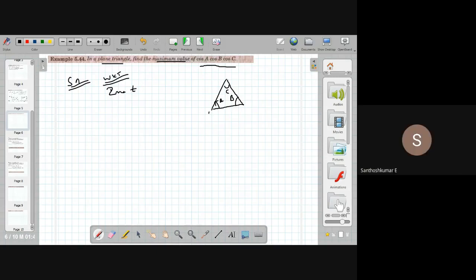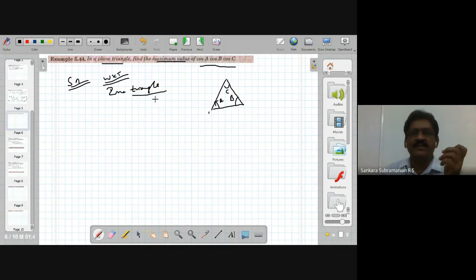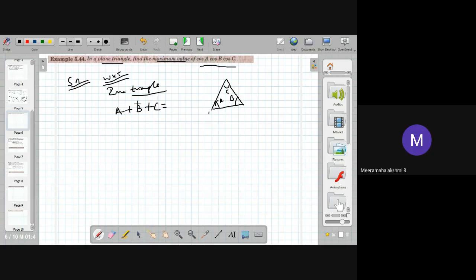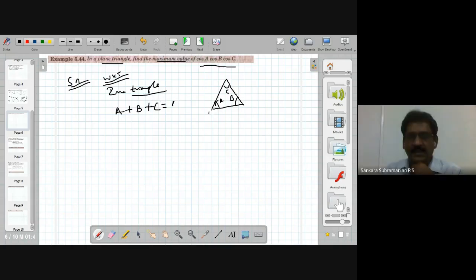Listen. That is not the formula. In a triangle, the sum of the angles A plus B plus C, what is the angle sum? 180 degrees or pi radians.